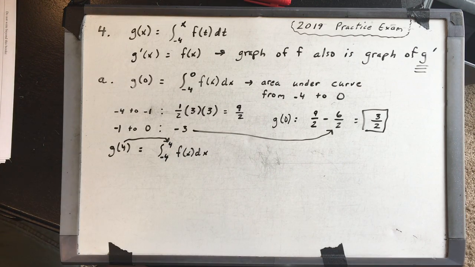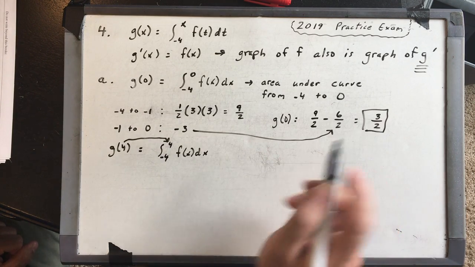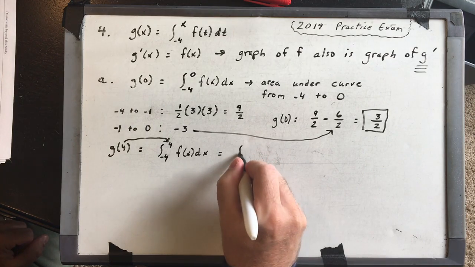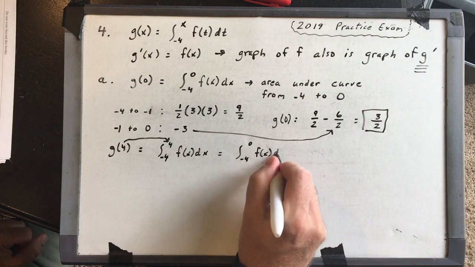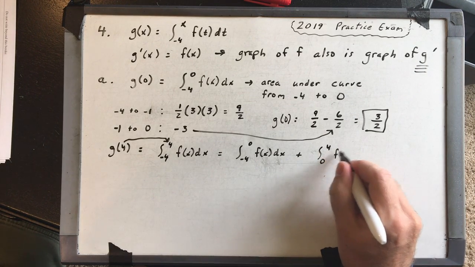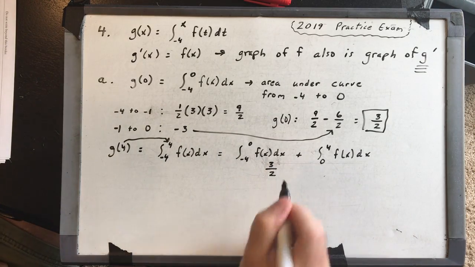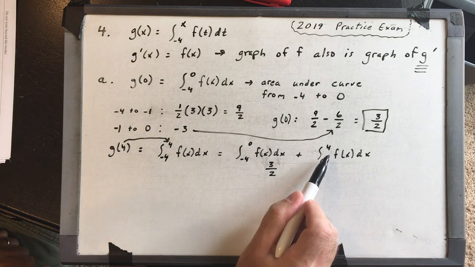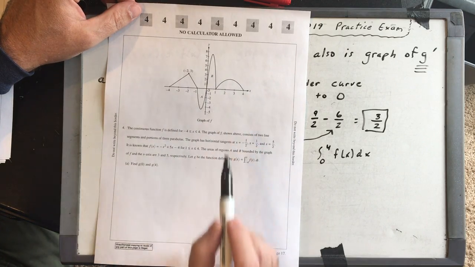So we need to get the area under the curve from -4 to 4, but we already have half of that. So that's going to be the integral from -4 to 0 of f of x dx plus the integral from 0 to 4 of f of x dx. And this we already know is 3/2. So we'll just come back and insert that later. We just got to figure out 0 to 4.